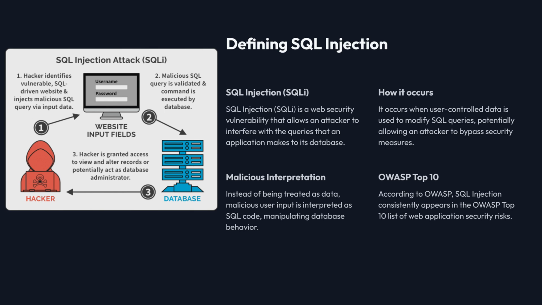It usually occurs when user controlled data is used to modify the SQL query, potentially allowing an attacker to bypass security measures. All right, according to the OWASP top 10, SQL injection consistently appears in the OWASP top 10 list of web security risks, which shows that this is a very serious risk to web applications, right?